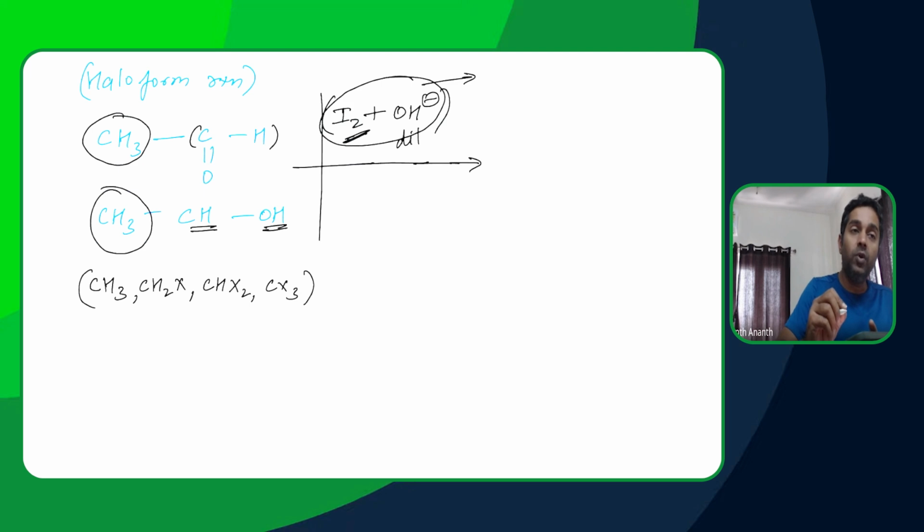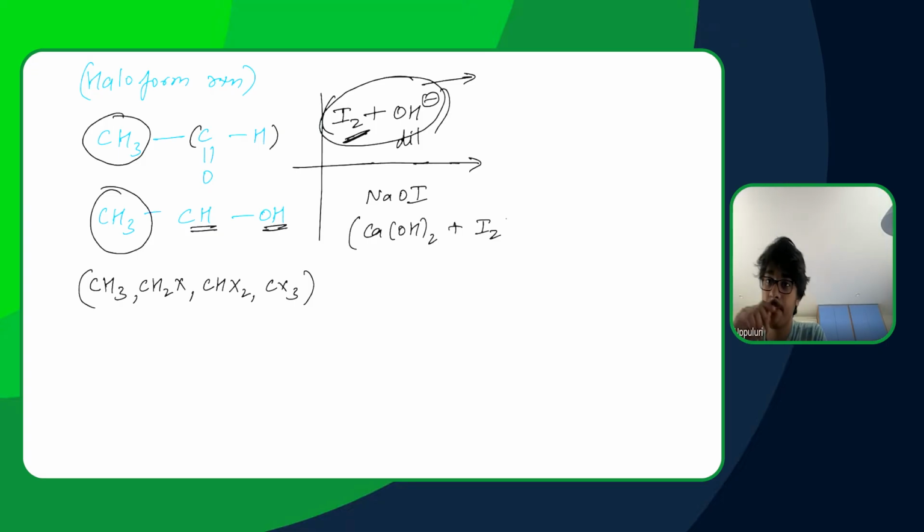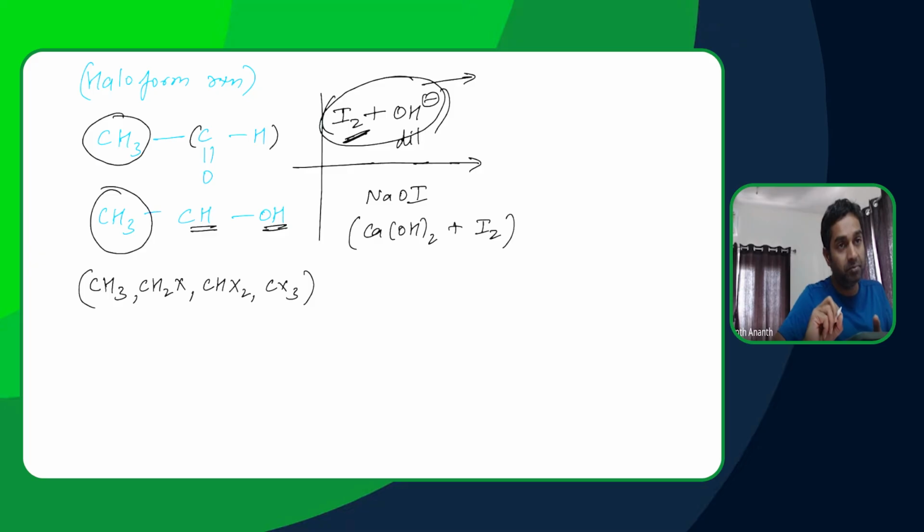Instead of giving it as I2 in basic medium, they can give it to you as NaOI. Or they can give it to you as CaOI, or rather they can actually give it to you directly as calcium hydroxide and I2. That is also feasible.